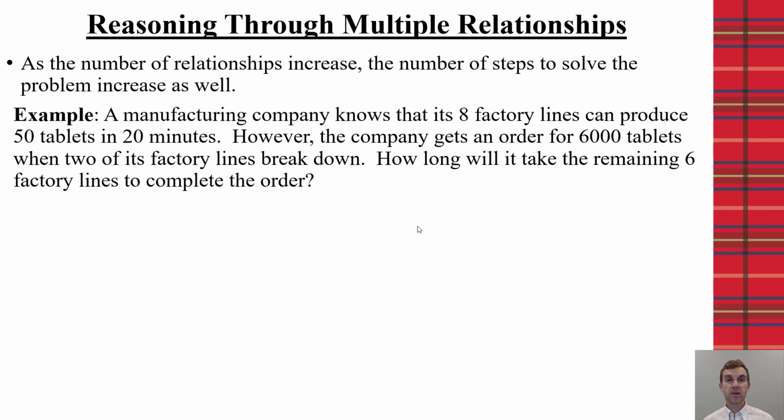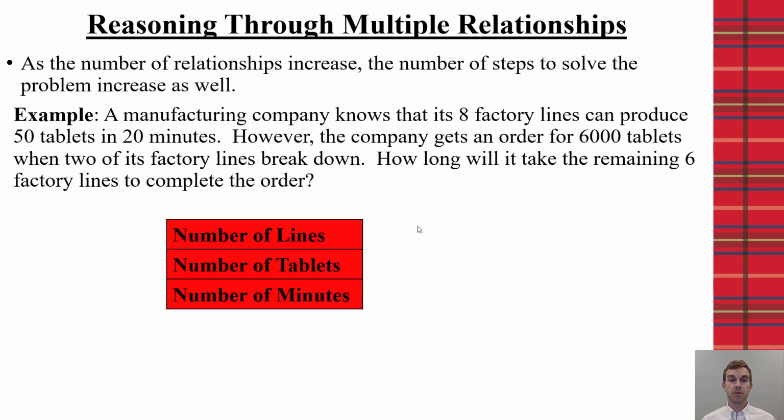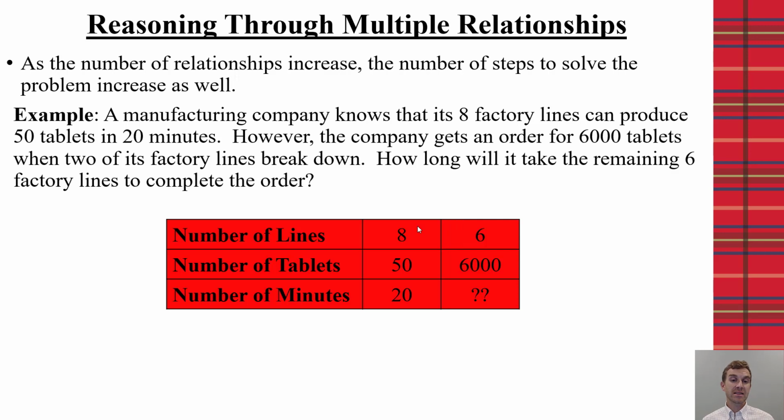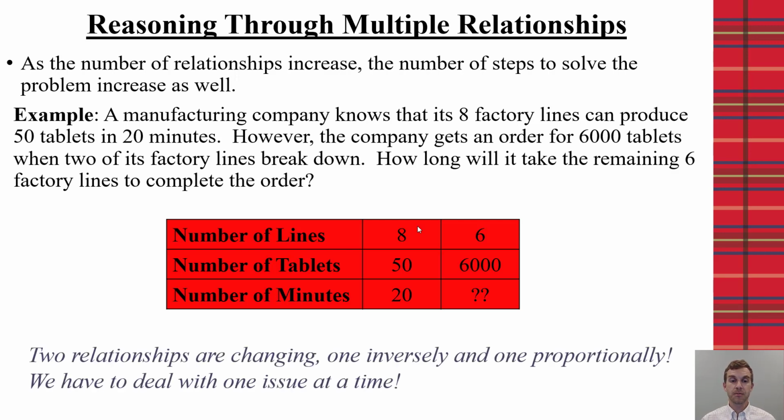Here we have 2 different things occurring, and that's important to relate as we're trying to solve this problem. We have the number of lines, we have the number of tablets, and we have the number of minutes. All of these have to have a relationship. In the beginning, we know that there are 8 lines producing 50 tablets in 20 minutes. In the end, we know that we need 6 lines producing 6,000 tablets, and we don't know how long that will take. So we need an intermediary step to help us solve this problem.